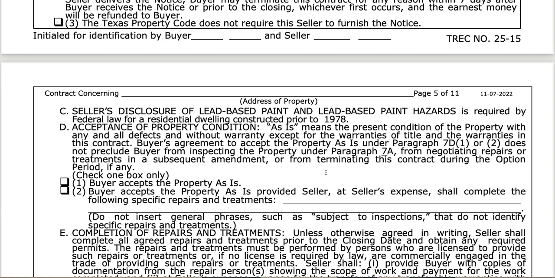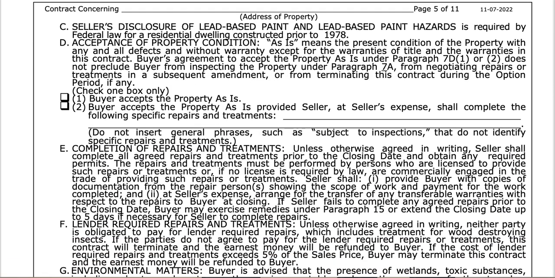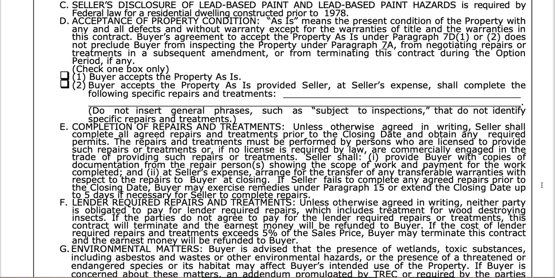But right here it says, do not insert general phrases such as "subject to inspections" that do not identify specific repairs and treatments. So if there are specific repairs or treatments that your buyer sees need to be done as a condition to even get it executed, they need to put that in here. If there's nothing they see that needs to be done from the eye, buyer accepts the property as is, but they still have the option to go back and negotiate repairs during the option period. Completion of repairs and treatments.